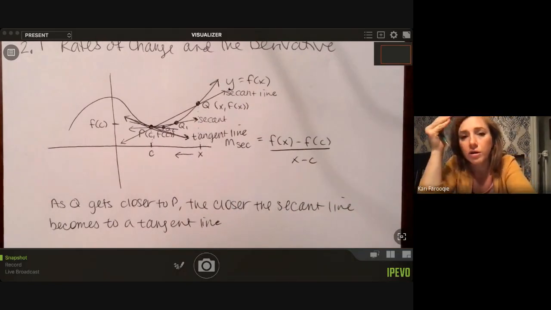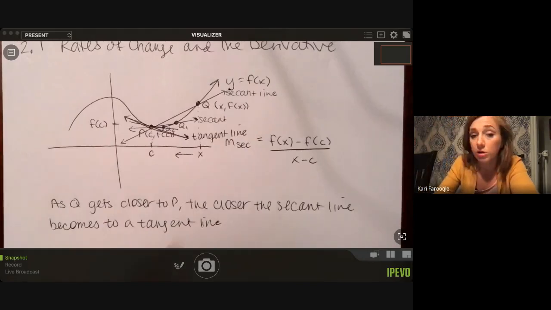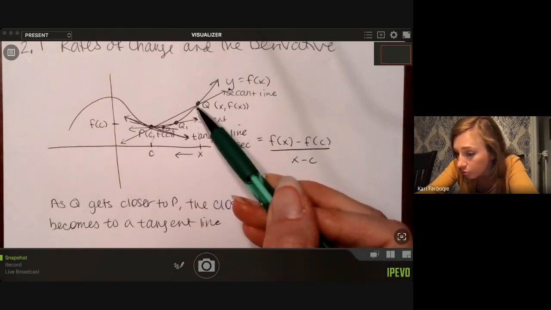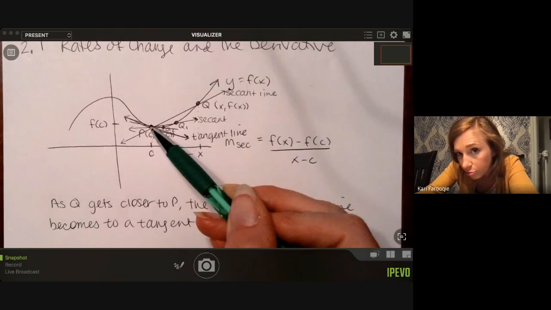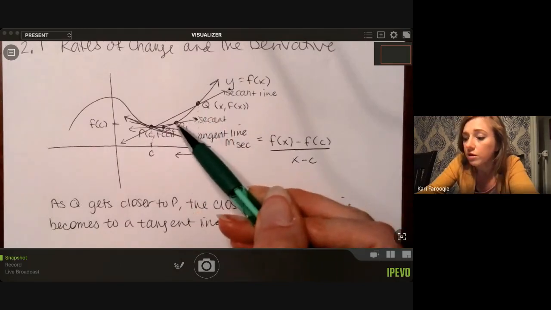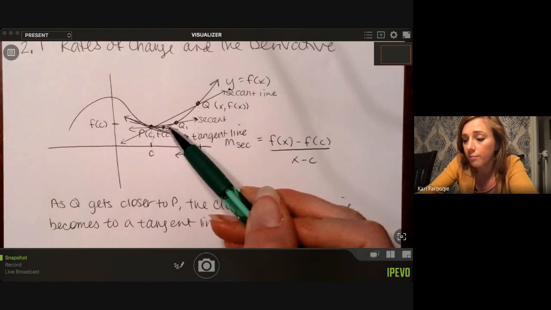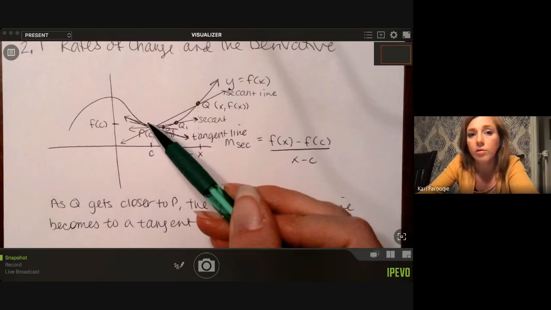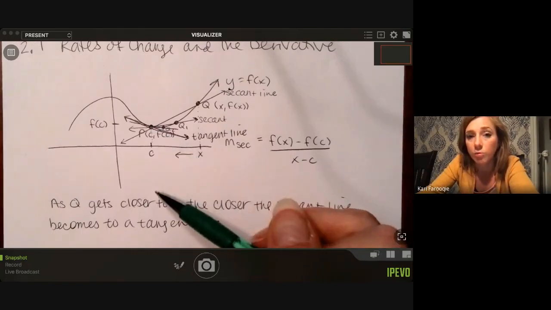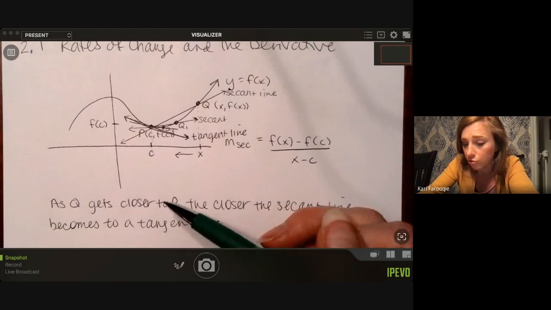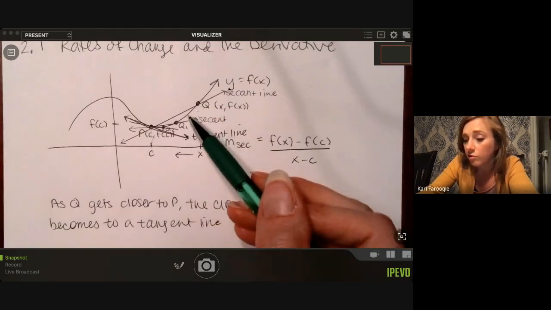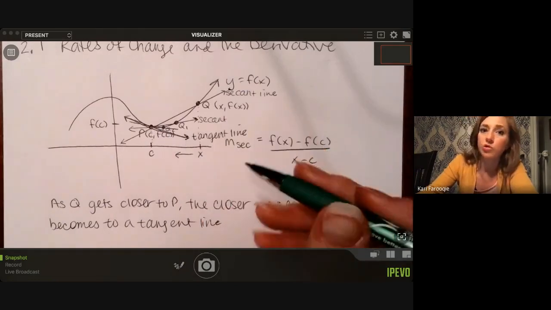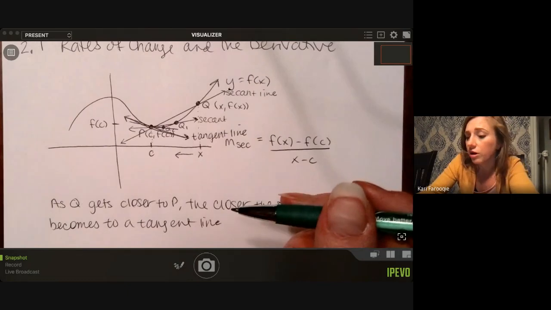Now, if you're having a hard time making the connection between this and what we did in chapter 1, what's happening here is when we move this point incrementally closer and closer to point P, we're finding the limit. When we find a limit, we take one value and move it incrementally closer to another. And that's what we're doing here with the slope of the secant line, as we move it into a tangent line.